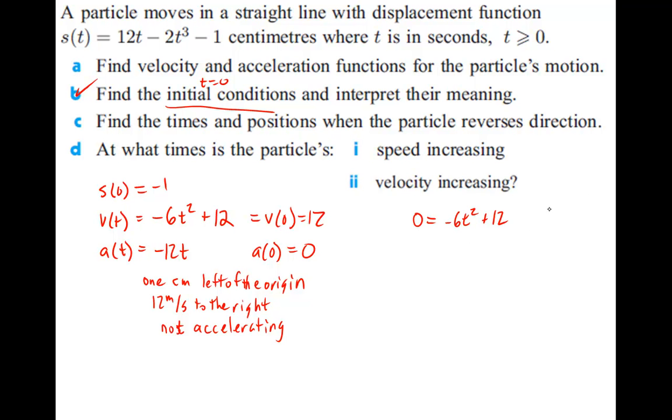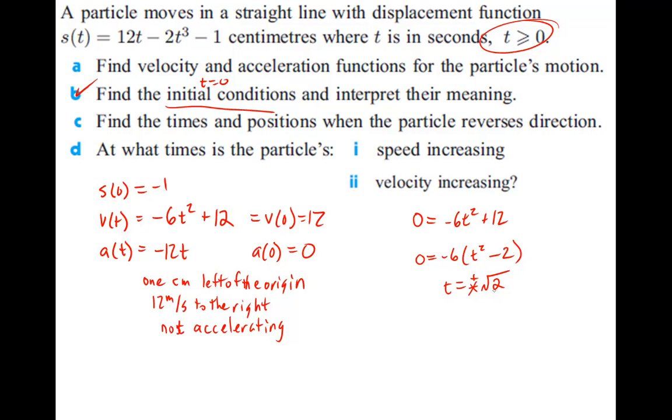Obviously there are numerous ways to go about this, but if I factor out a common -6, I end up with t squared minus 2. And so t, of course, equals plus or minus the square root of 2. Now if that's the case, we know that t has to be greater than or equal to 0, and so really the only value here is root 2. So at root 2 it is reversing direction.